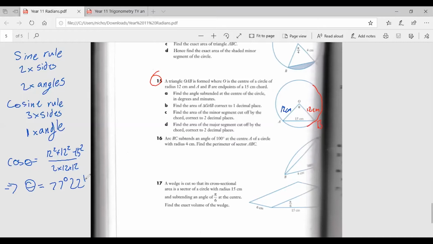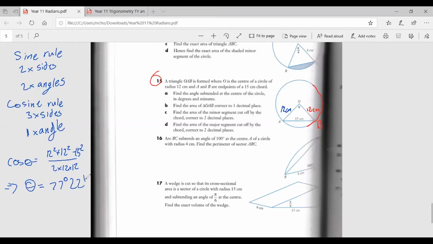Okay, so how would we find the area? We could use half ab sine C. Perfect, because that is the area of a non-right angle triangle, or a triangle where we don't have the height. So half times 12 squared times sine of 77 degrees, 22 minutes.